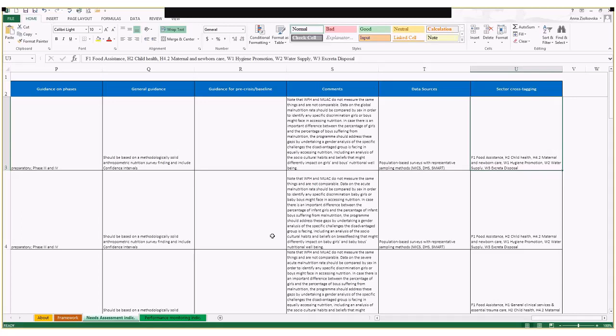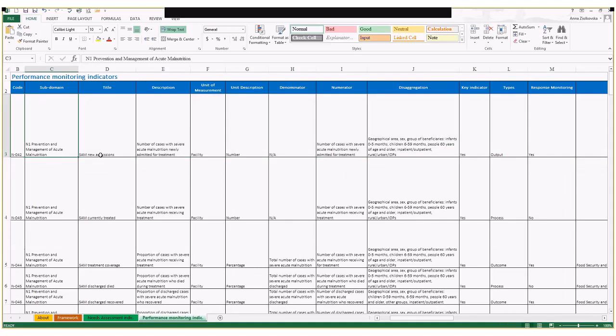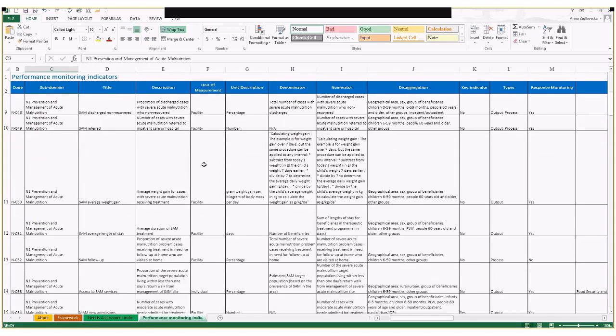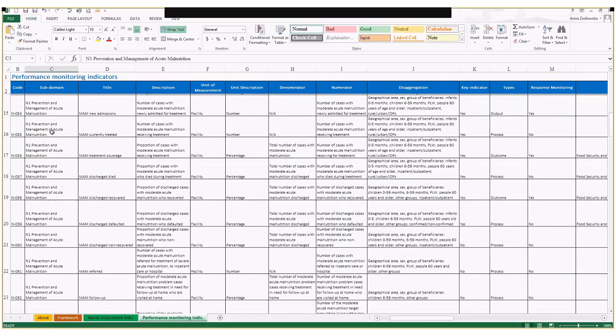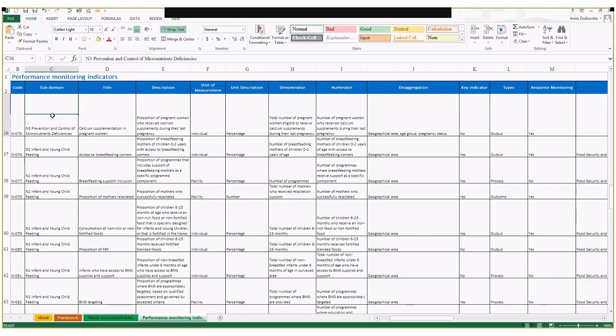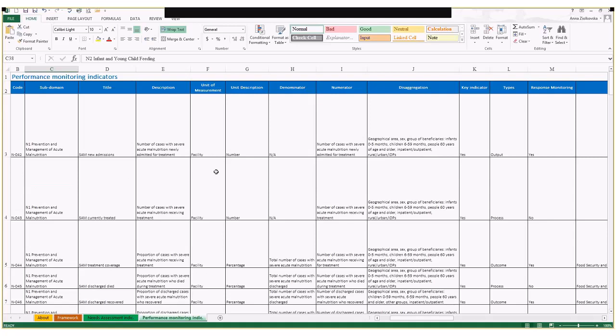The same structure is also applicable for the performance monitoring indicators. And you can see all the performance monitoring indicators here, which are also classified by subdomain as for prevention of and management of acute malnutrition, prevention and management of and control of micronutrient deficiencies, and infant and young child feeding. So all the indicators which are in this indicators registry are program indicators for the program interventions.